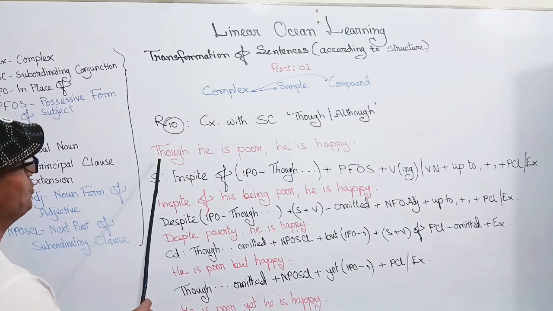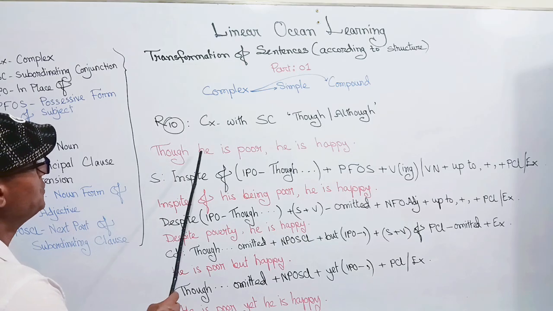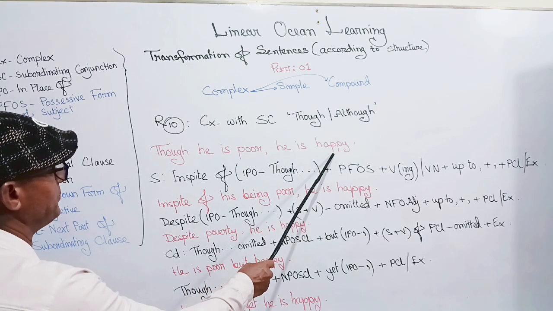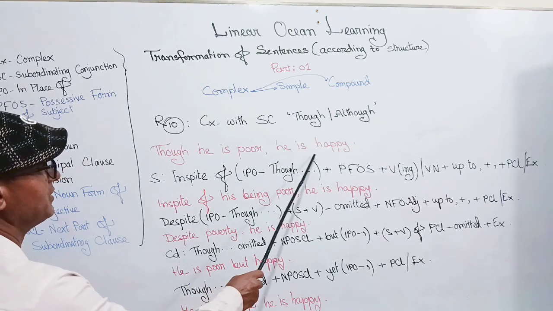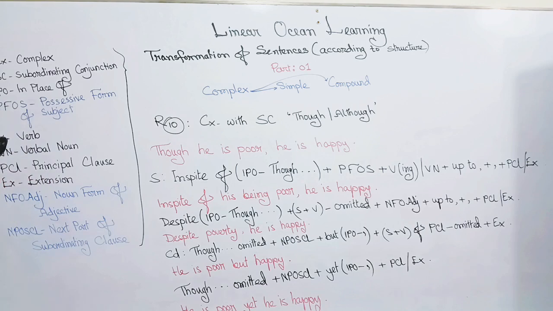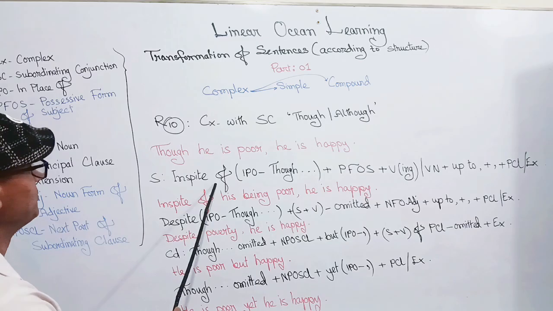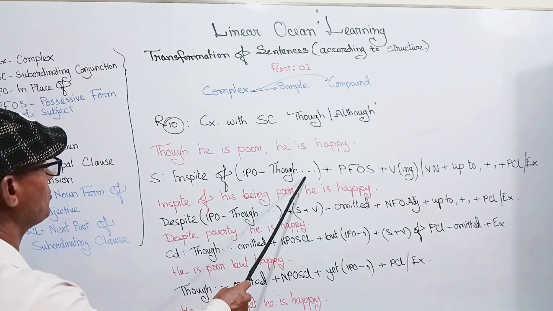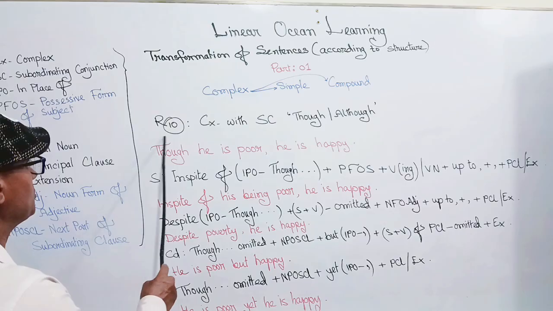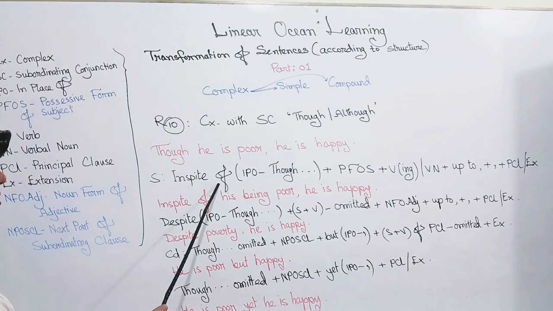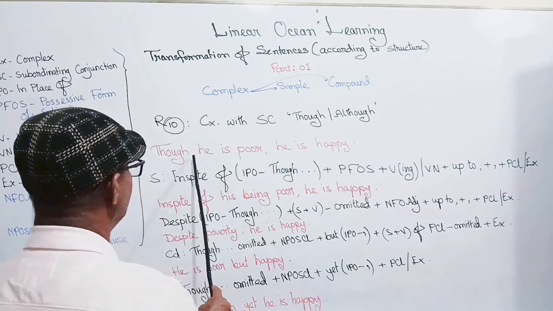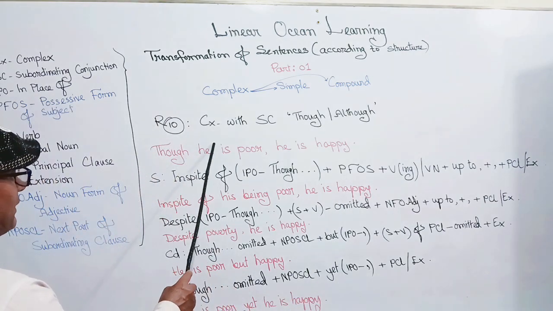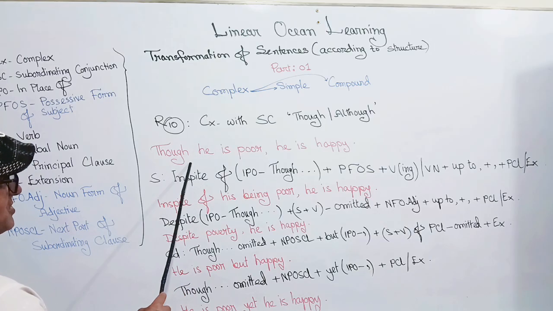Complex sentence with though or although. Though he is poor, he is happy. Subordinating conjunction though he is poor, comma, he is happy. If we want to make it simple, we have to follow the following structure. Simple, in spite of, IPO though or although. That means in place of though or although, we will have to write in spite of plus possessive form of subject. Here subject is he and its possessive form is his.